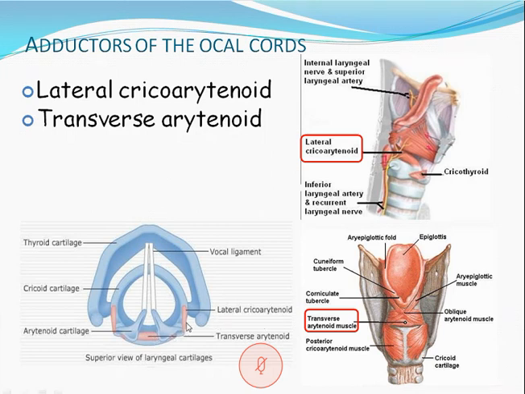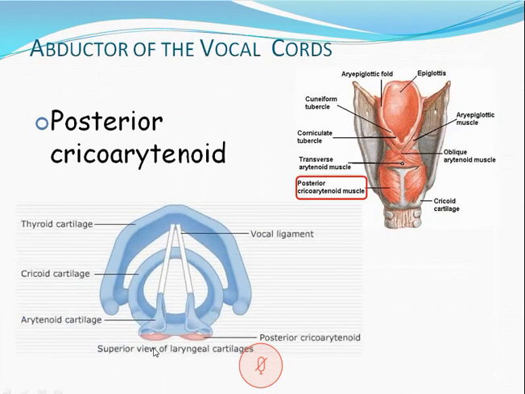This is lateral. When they pull it, the vocal process comes medially and adduction is seen. Another one is the transverse arytenoid. They bring both arytenoids together. The abductor of the vocal cords, the main one, is the posterior cricoarytenoid. See this, when the posterior cricoarytenoid contracts, the vocal process will go away and it creates abduction here. The posterior cricoarytenoid is the muscle which is primarily an abductor.